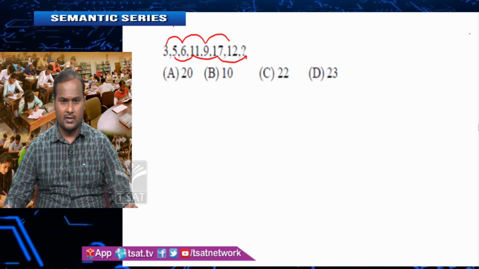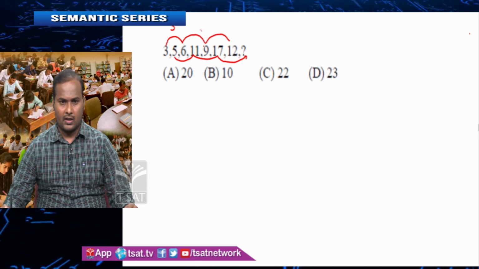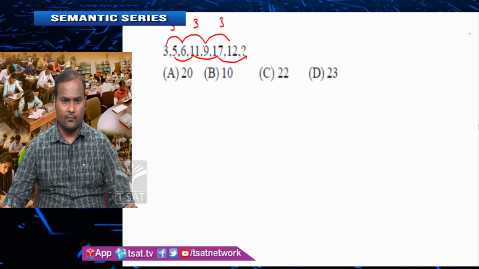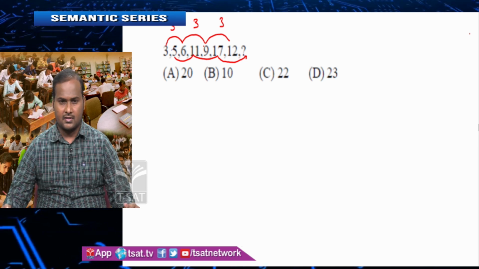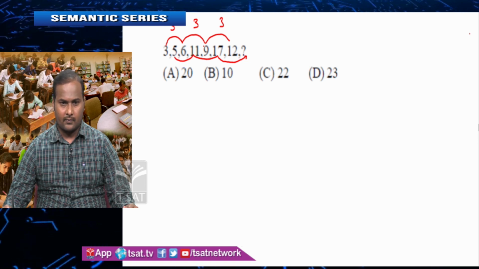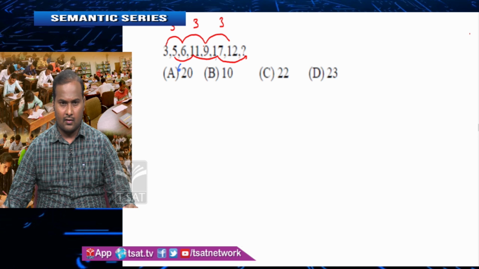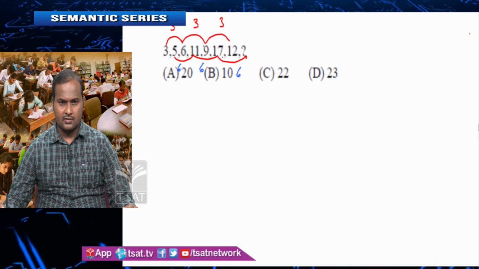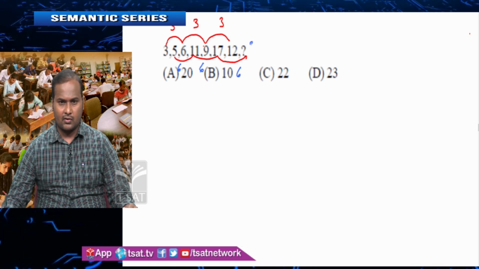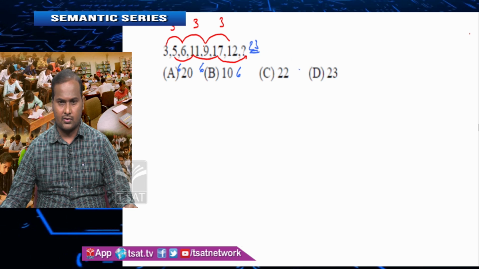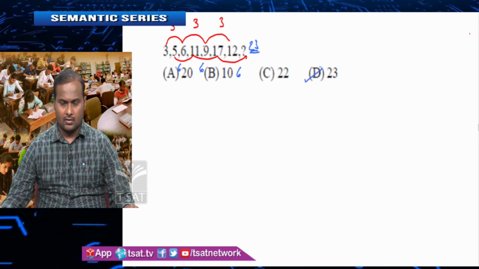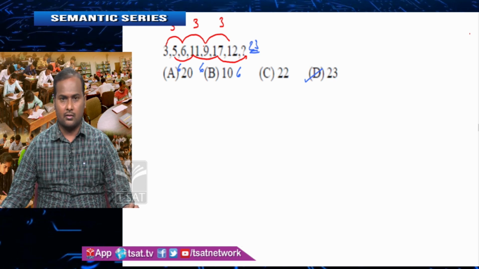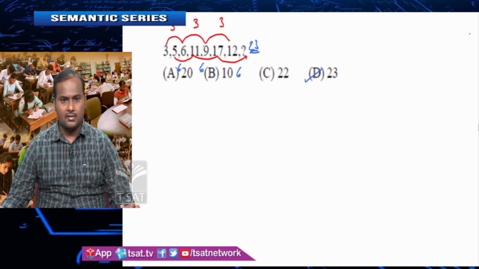Here see 3 to 6 increasing by 3, 6 to 9 here also increasing by 3, 9 to 12 here also it is increased by 3. And you see the next series 5 to 11 increasing by 6, 11 to 17 here also it is increased by 6 and again it has to increase by 6. So 17 plus 6, your answer is 23. So D is the answer. Whenever we are unable to find out the answer by taking the difference, keep in mind this question may be a mixed series as well.